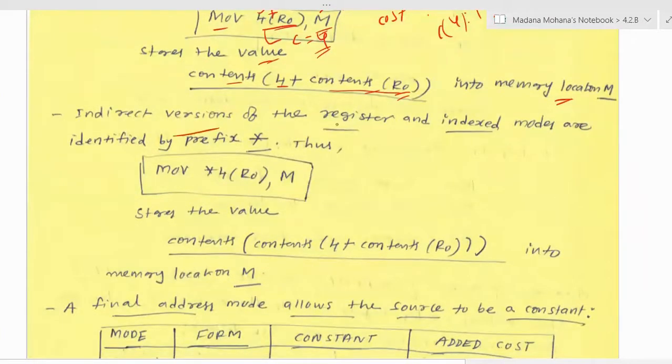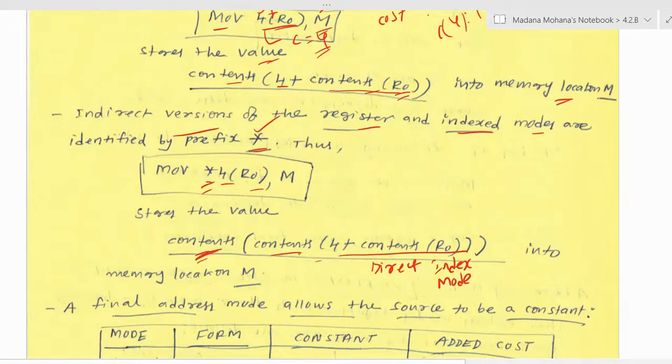Now the indirect version of the register and indexing modes are identified by the prefix asterisk. Move *4(R0), M stores the value of which value? Contents of 4 plus contents of R0. So this is the direct index addressing mode. Whenever we are using a pointer, it means indirect, so we have to use contents of again, one more outer address: contents of contents of 4 plus contents of R0, into memory location M.